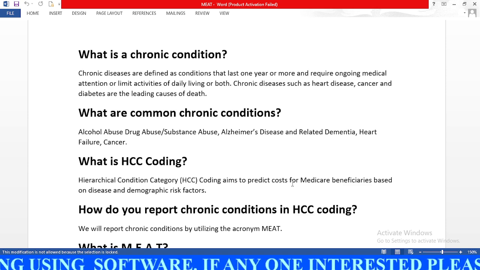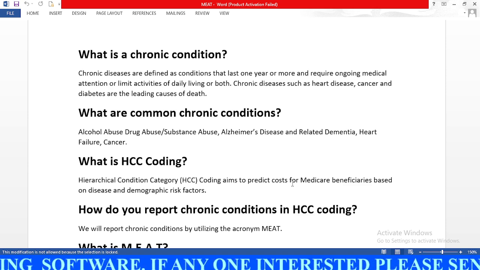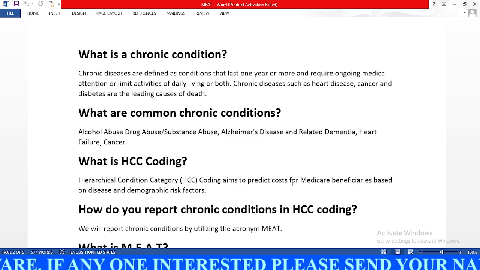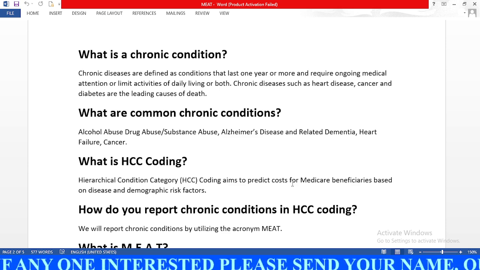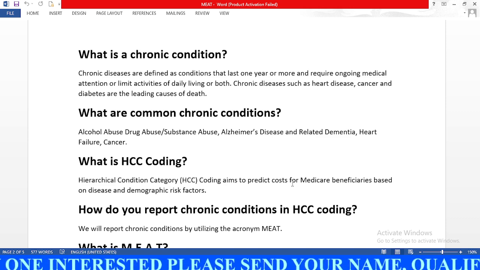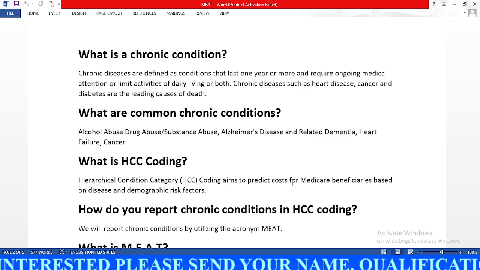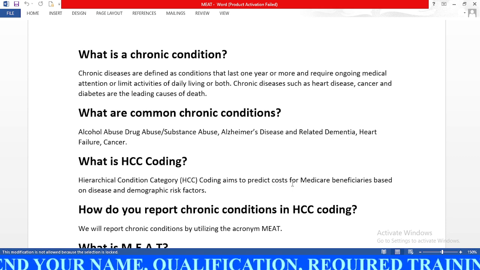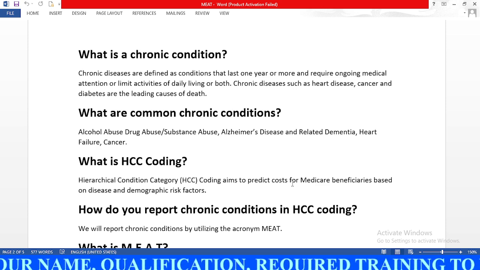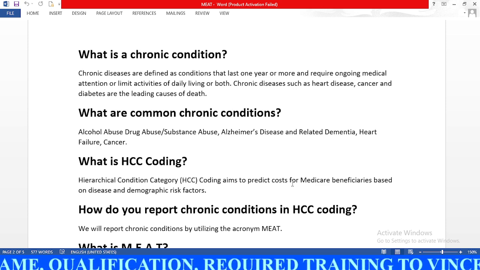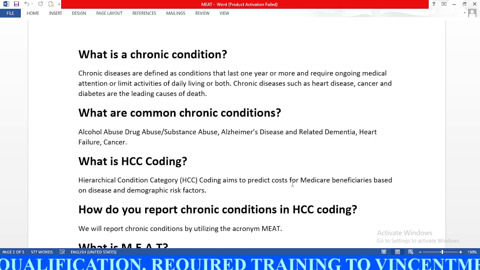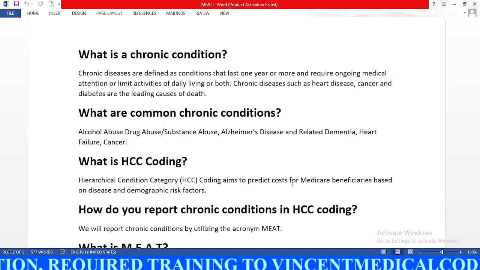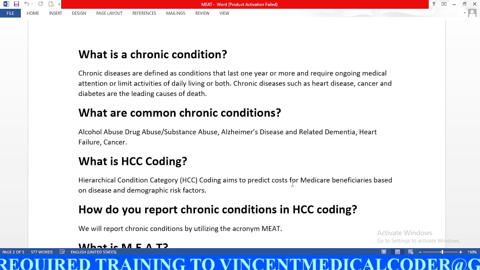What are a few examples? Heart disease, cancer and diabetes are a few examples of chronic conditions which need continuous monitoring and may affect activities of daily living. So what are the common chronic conditions? Alcohol abuse, drug abuse, substance abuse, Alzheimer's disease and related dementia, heart failure and cancer. These are a few examples. We may have more chronic conditions than this.